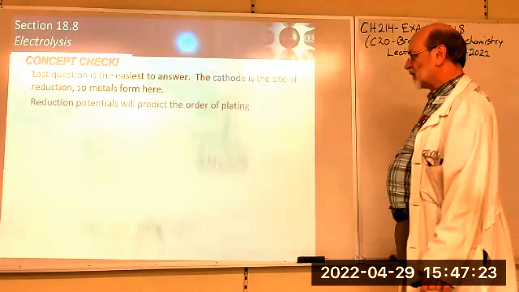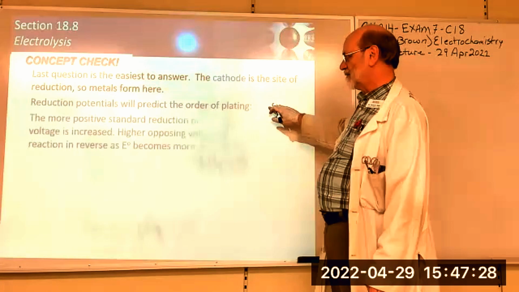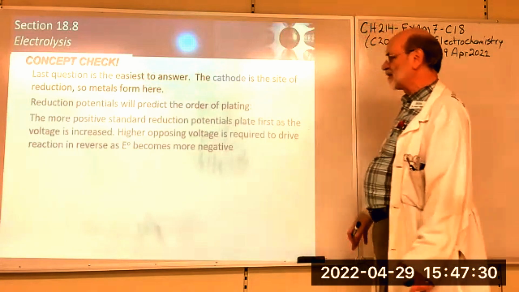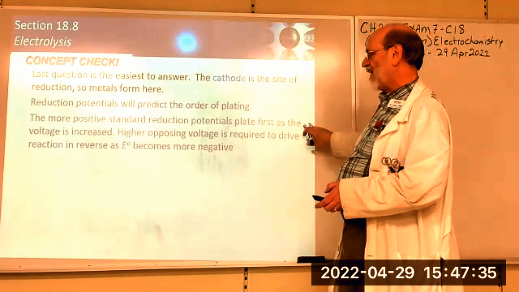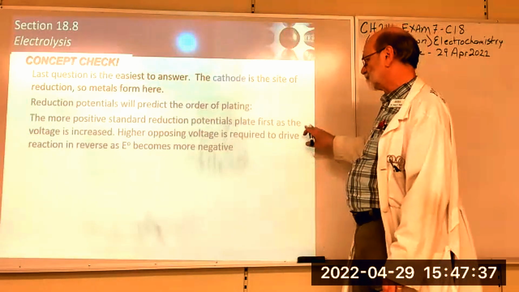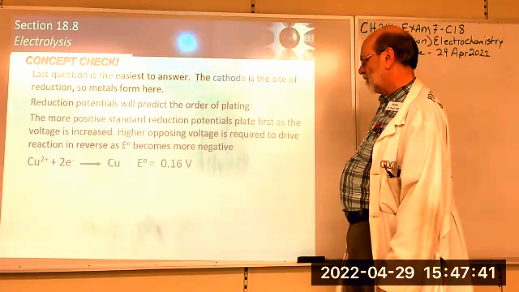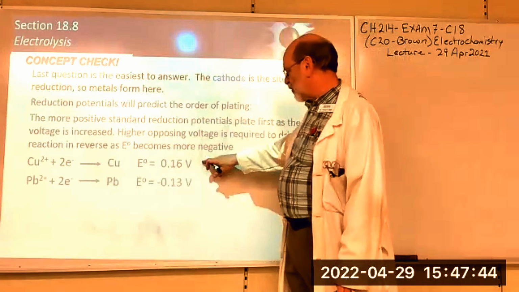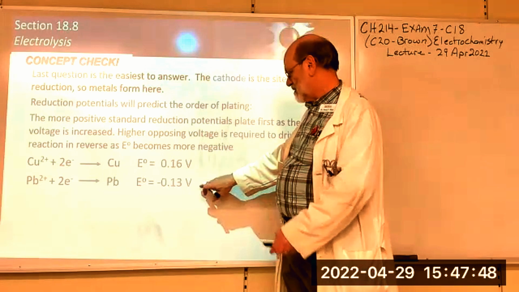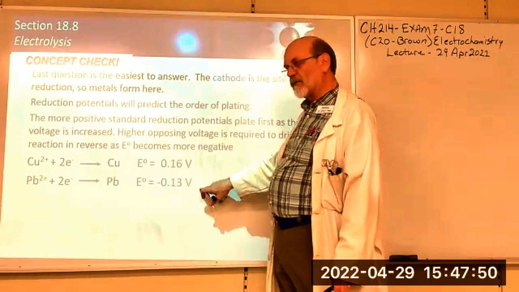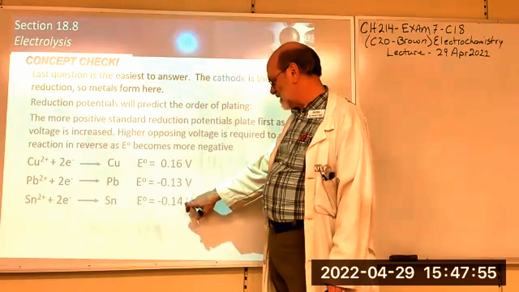Okay, so we take the reduction potentials, and that will predict the order of plating. The more positive the standard reduction potential, the sooner it plates out as the voltage is increased. Here we go. The copper at 0.16 is the most positive, so it'll plate first. Then this one is less than that one, and then this one is less than that one.